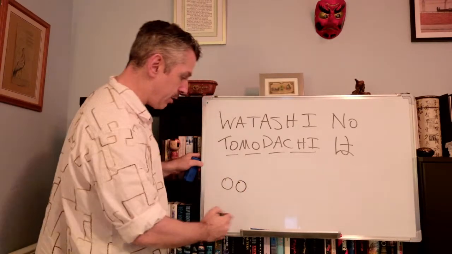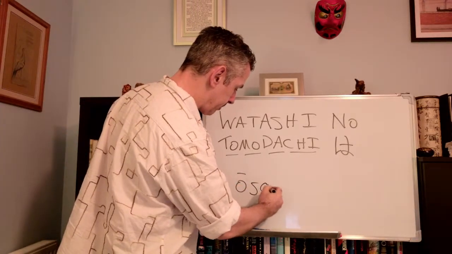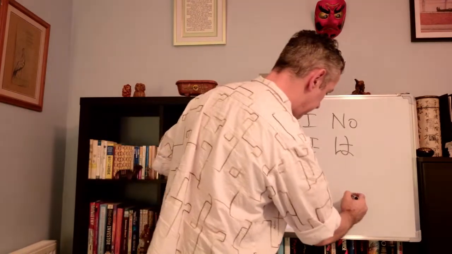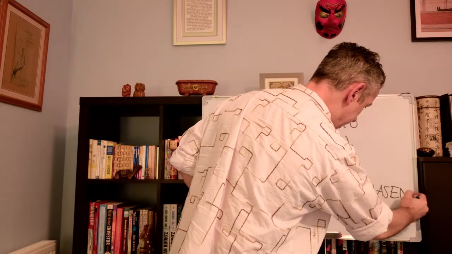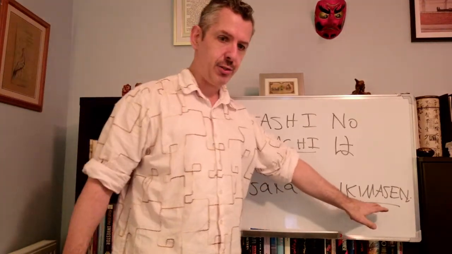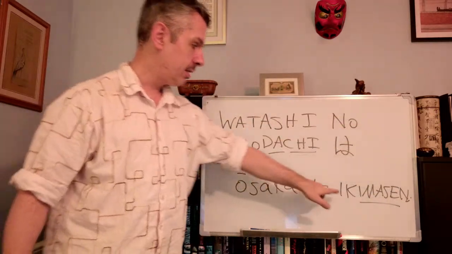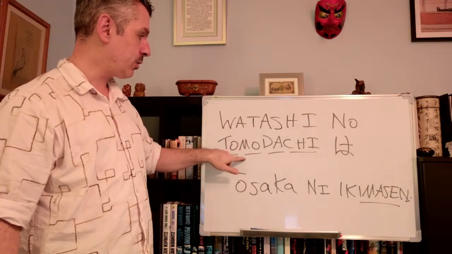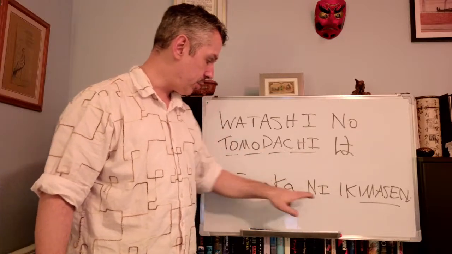Osaka. Let's shorten it. Same thing. Ni, ikimasen. Now we've changed our verb tense. Which one is that? See if you can recall. 3, 2, 1. See if you can beat me to it. Ikimasen is will not do the verb. Iki is go. Ikimasen, will not go. Who is it that's not going? Watashi no tomodachi, my friend, will not go to Osaka.